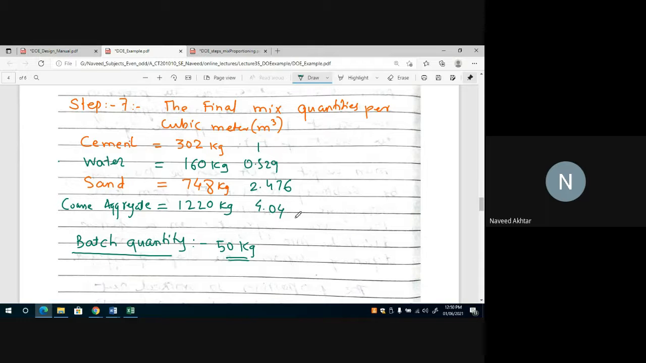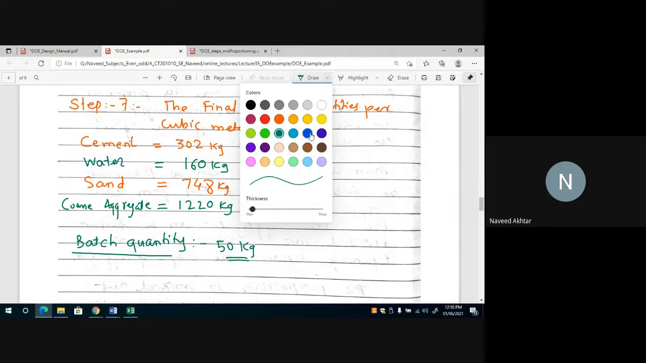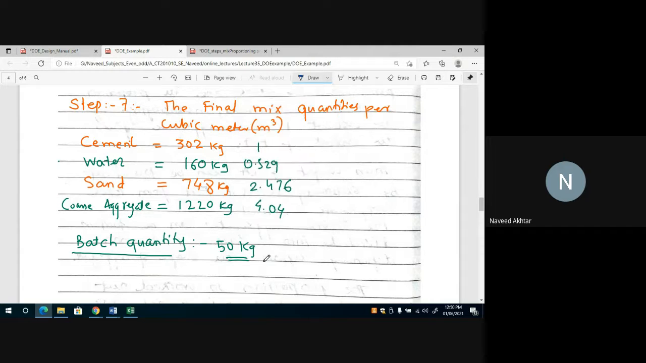Now the batch quantity you can calculate. So this last column, I will write down. This is the batch quantity. The cement will be for 50 kg, it is 50 kg. Then the water you require is 50 into 0.529. You will get the batch quantity, that is 26.45 kg for a 50 kg bag of cement.